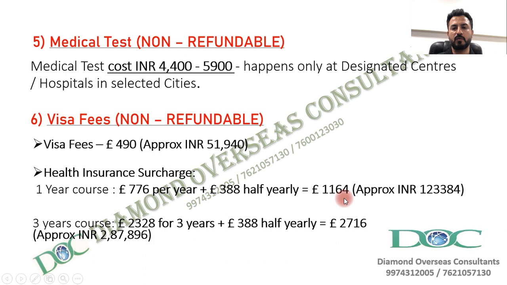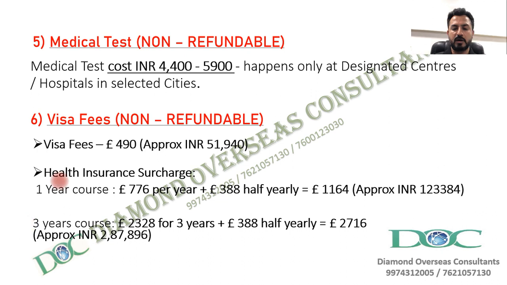Let's say for instance an undergraduate student wants to go and study there. The student needs to pay about 2,328 for the next 3 years and a half yearly fee of 388, making it about 2,716 pounds.